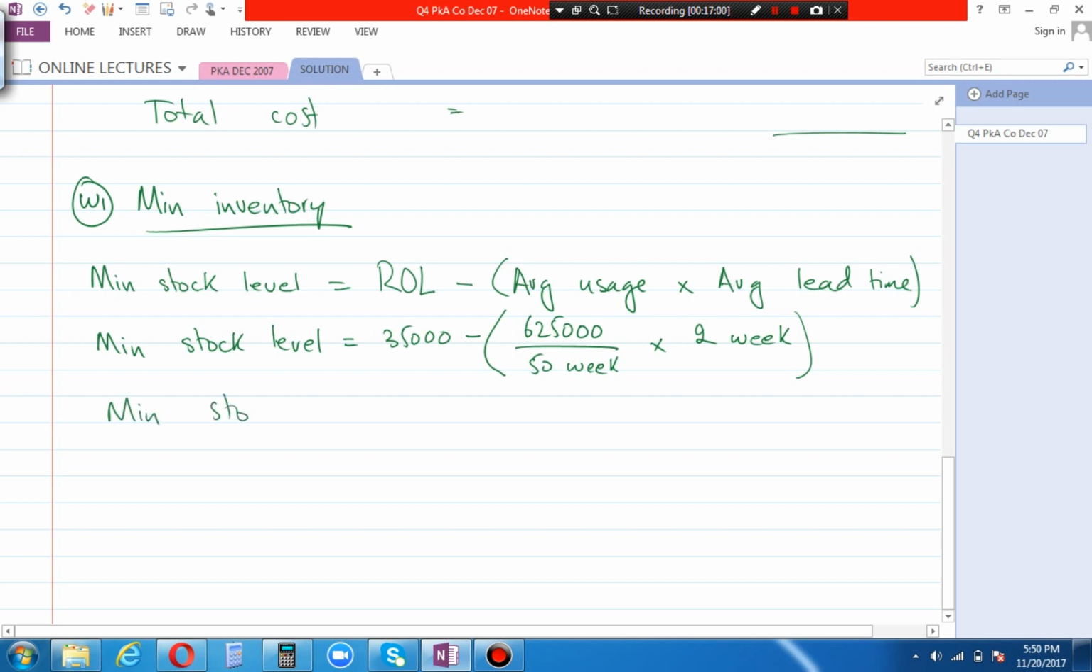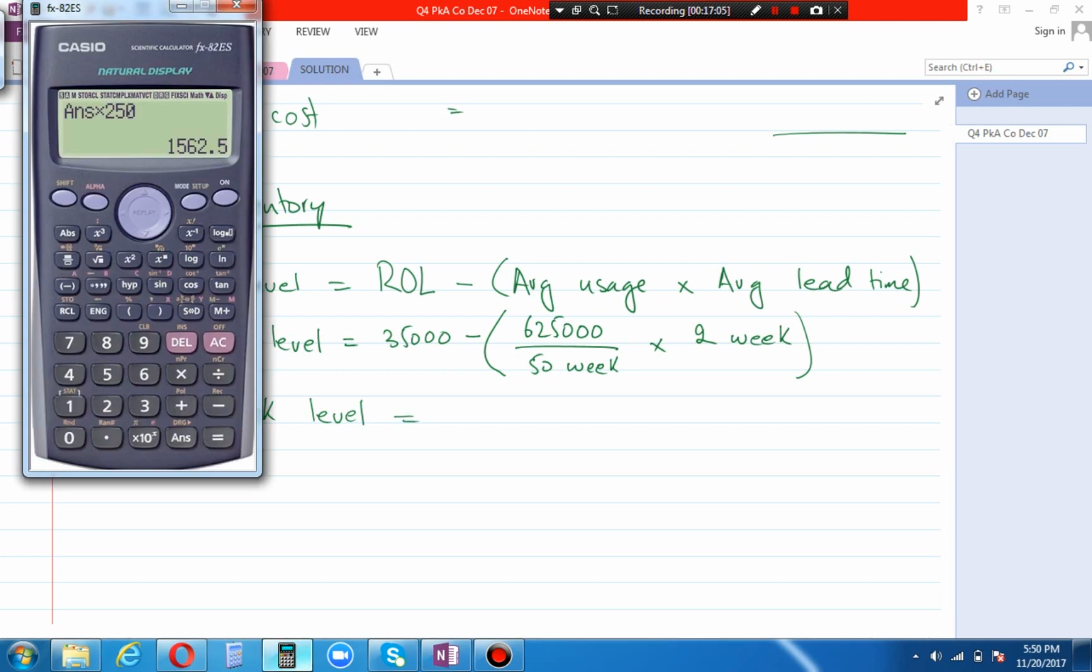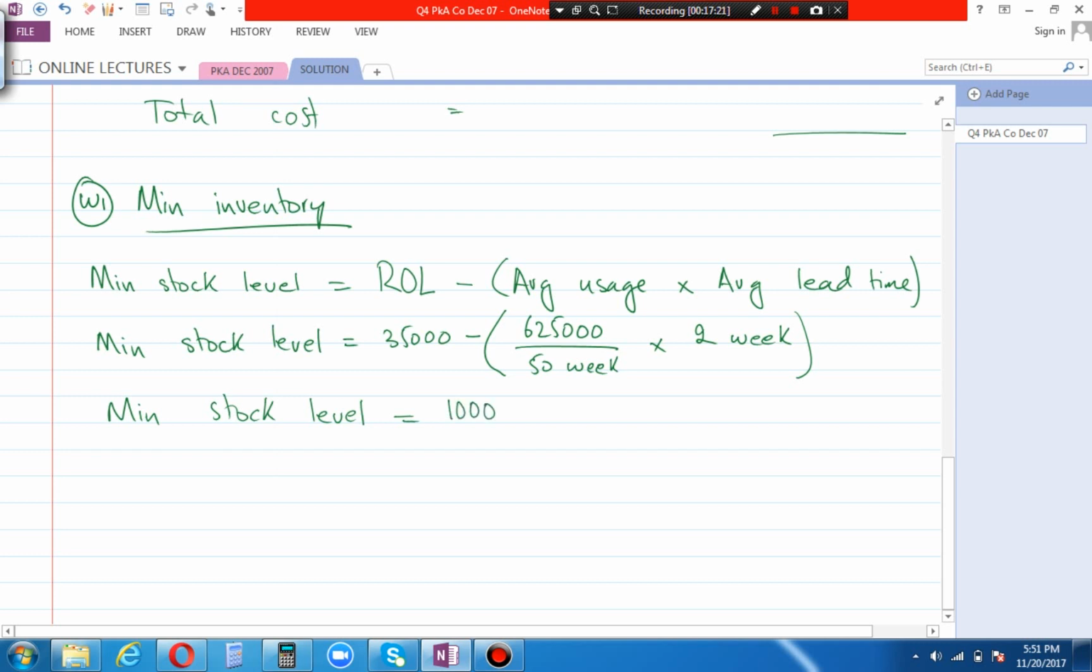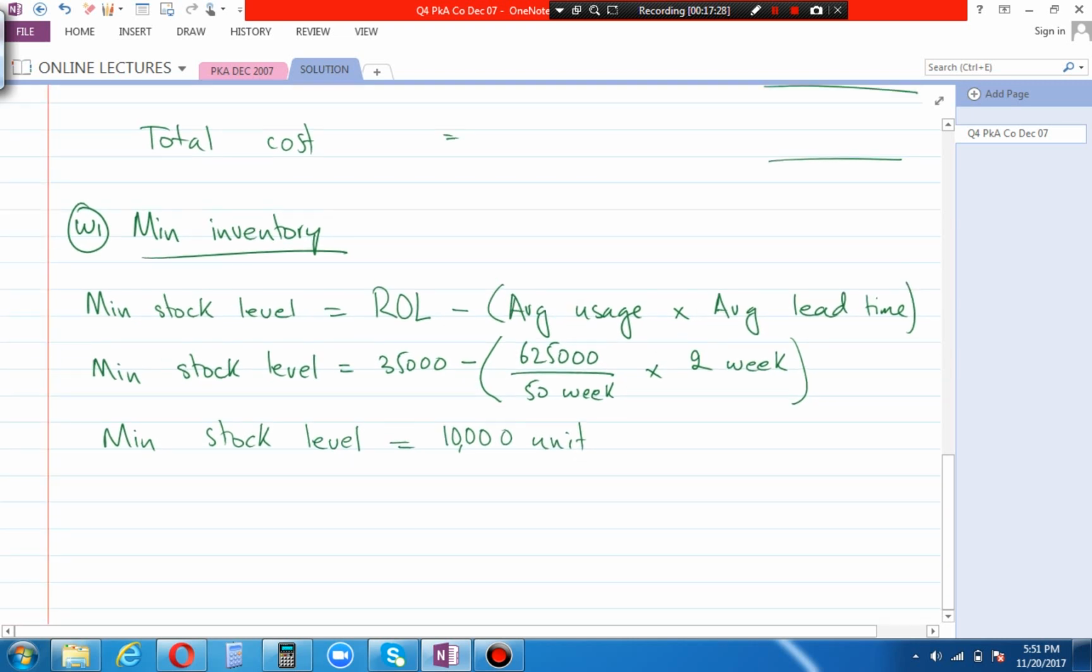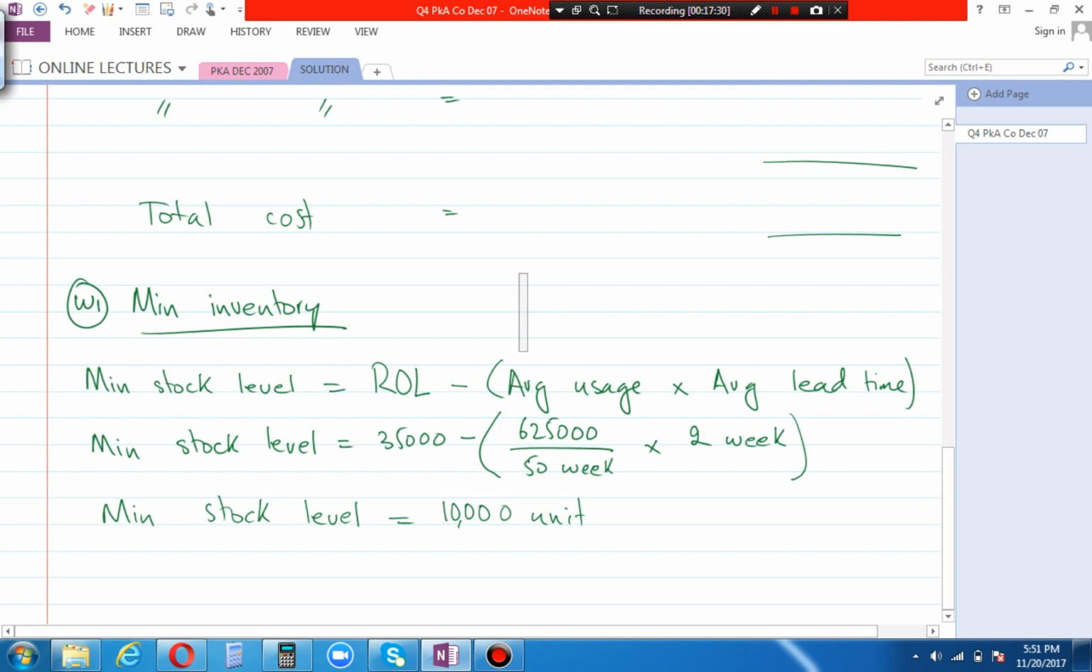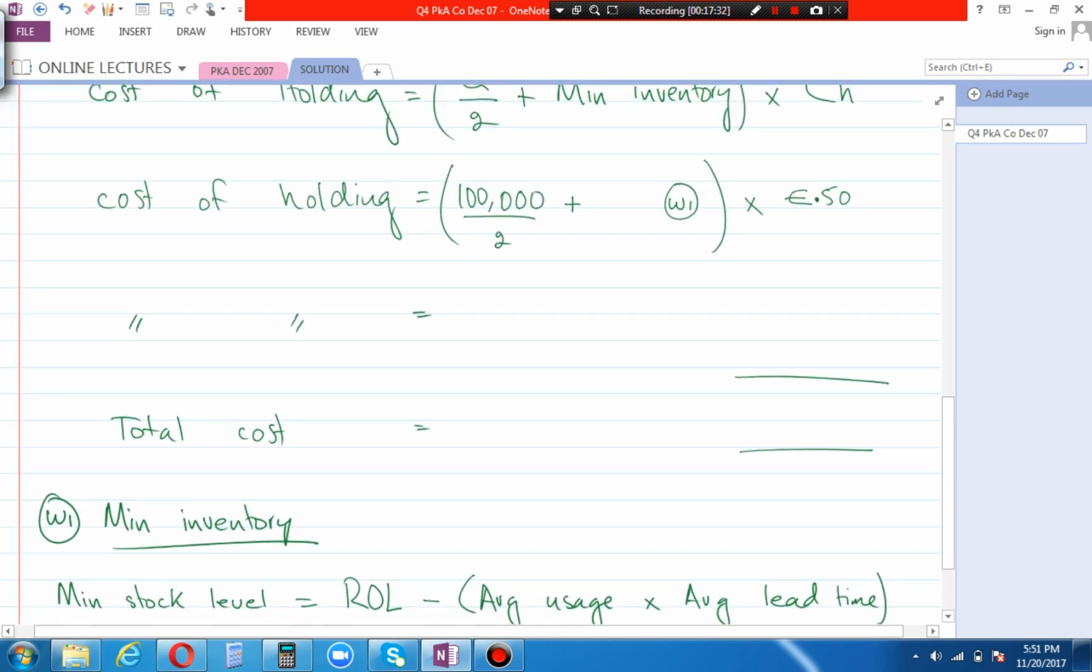So minimum stock level is $625,000 divided by 50 multiplied by 2. This is $25,000, and $35,000 minus $25,000 would be 10,000 units. So we should keep 10,000 units. At least we should keep 10,000 units in our stock, and that is the minimum level of stock.